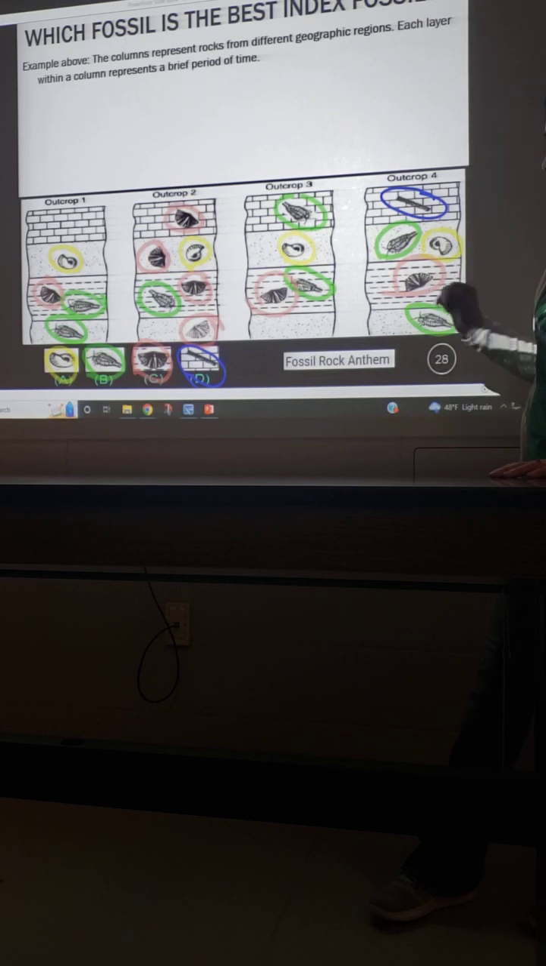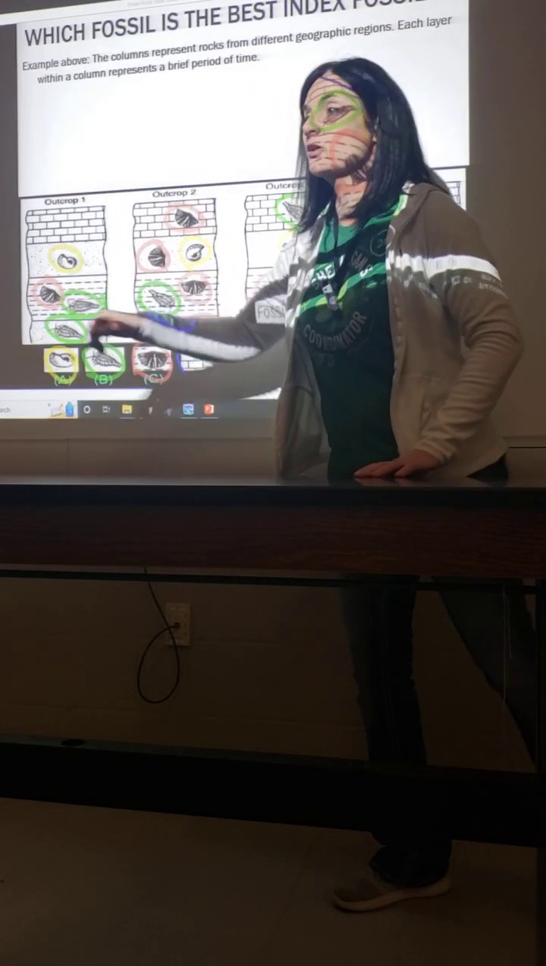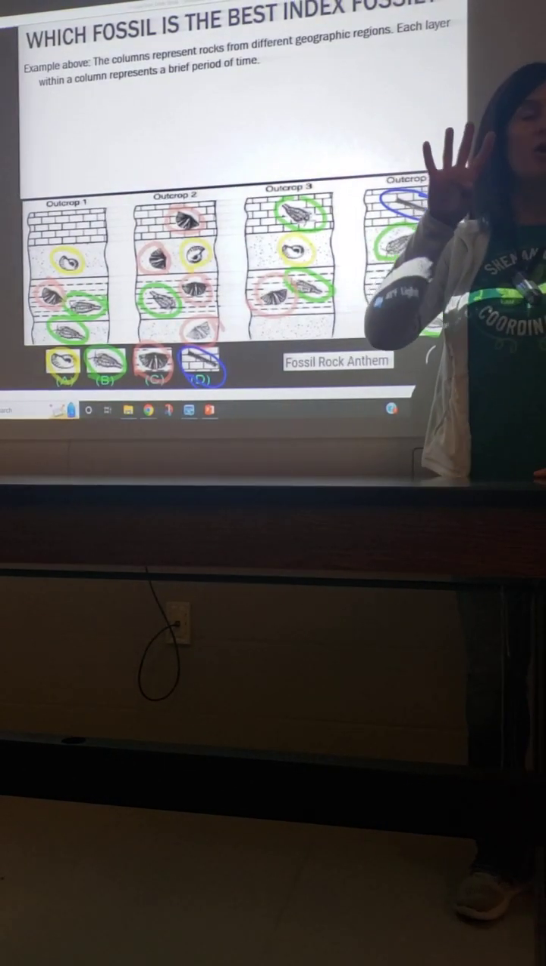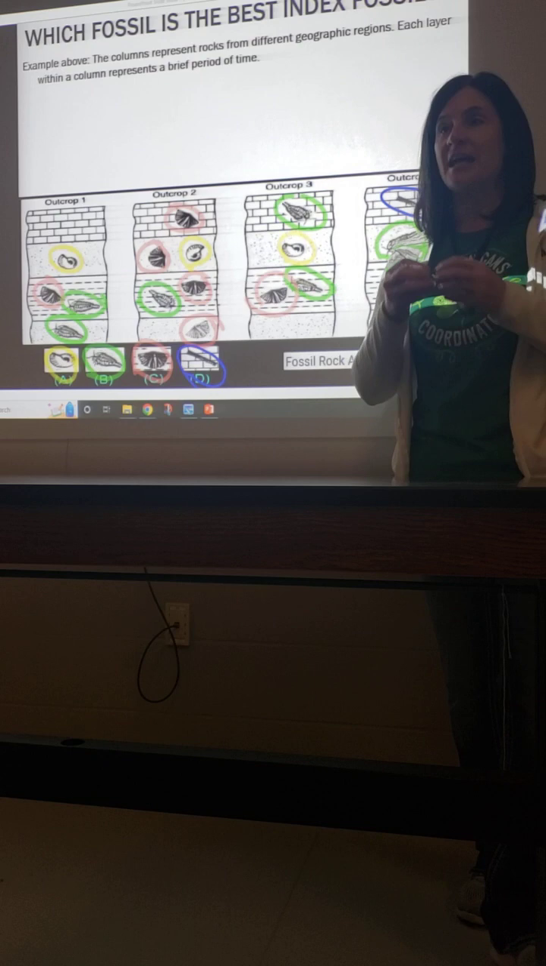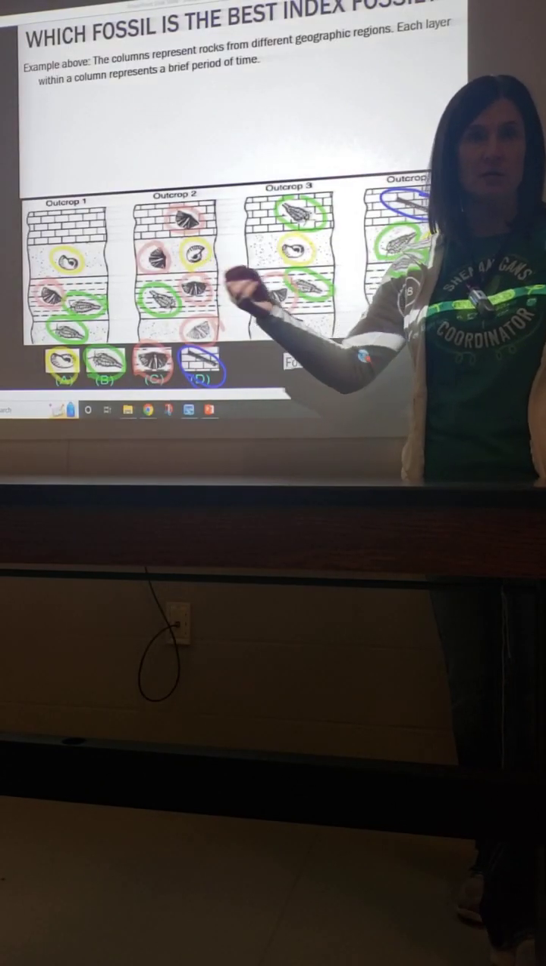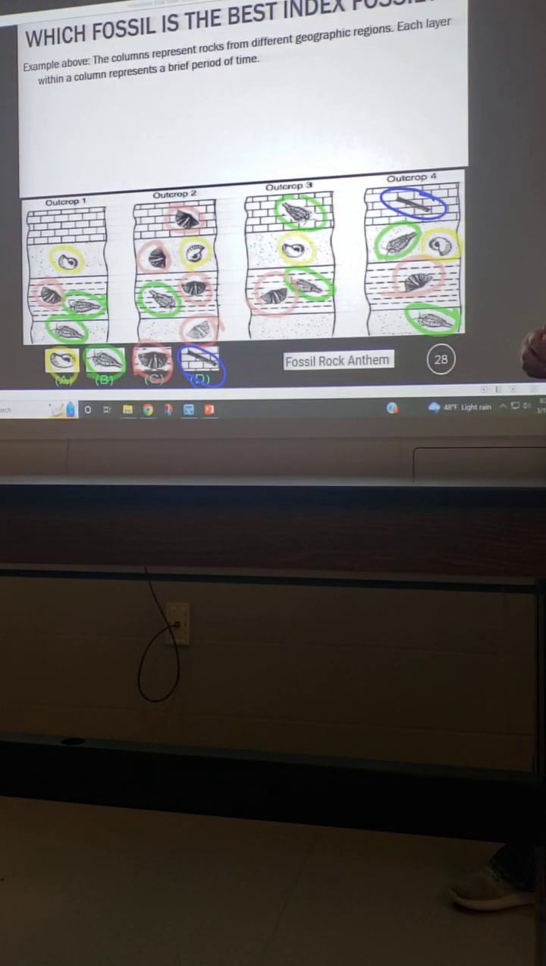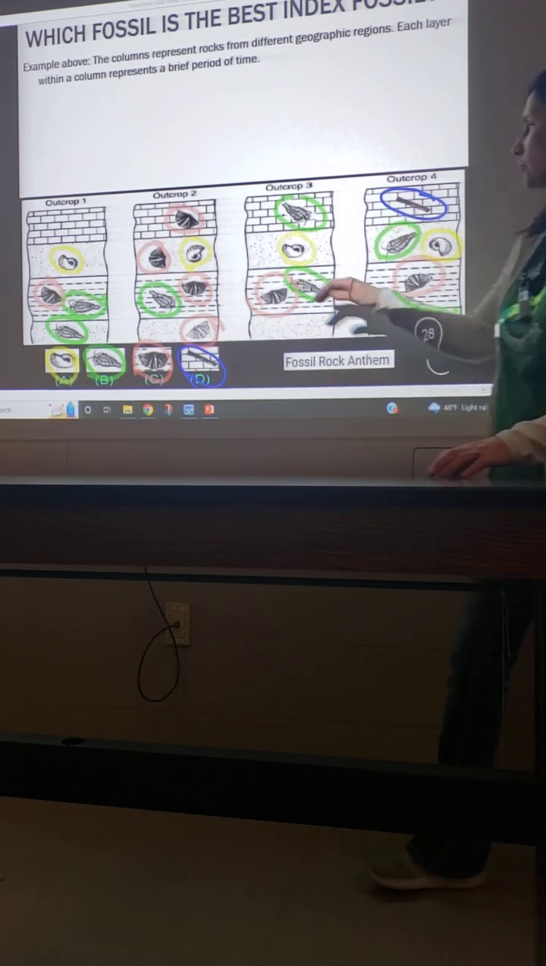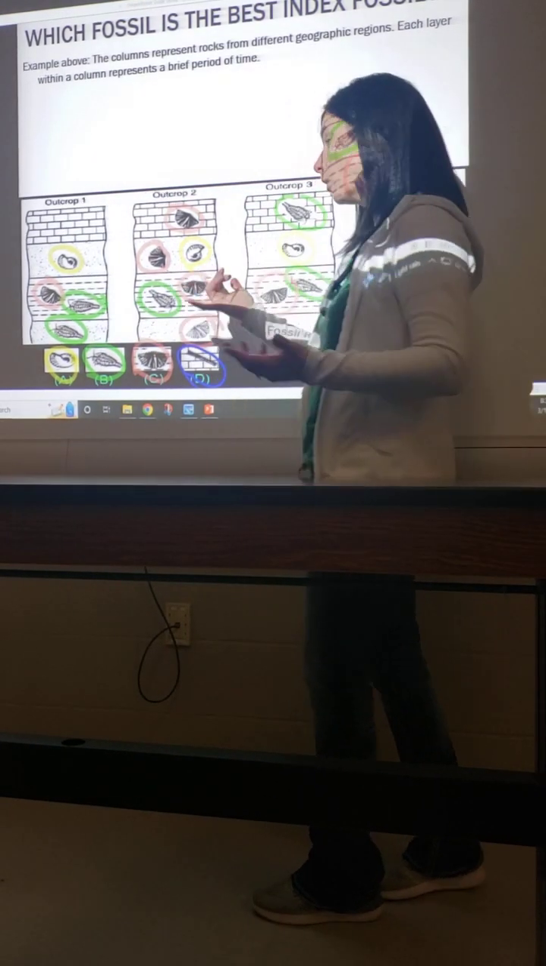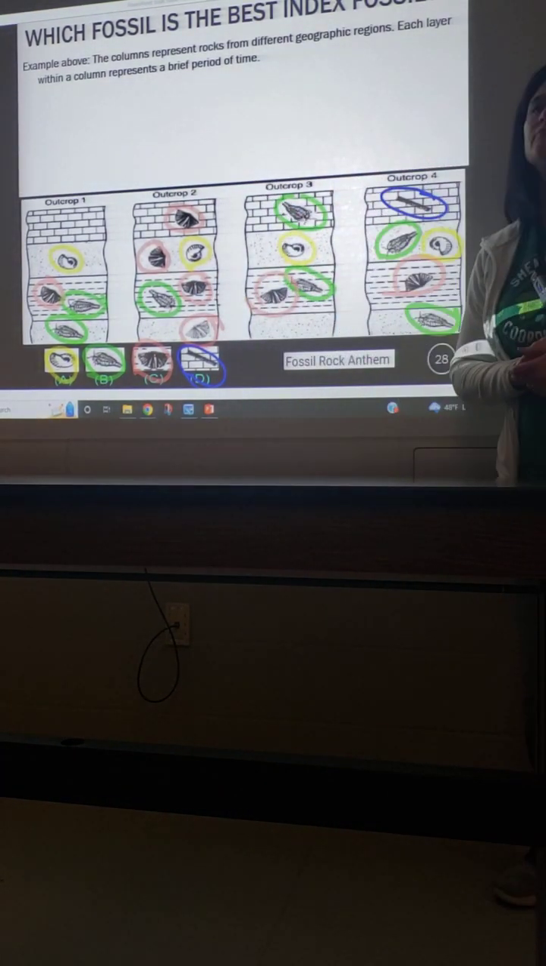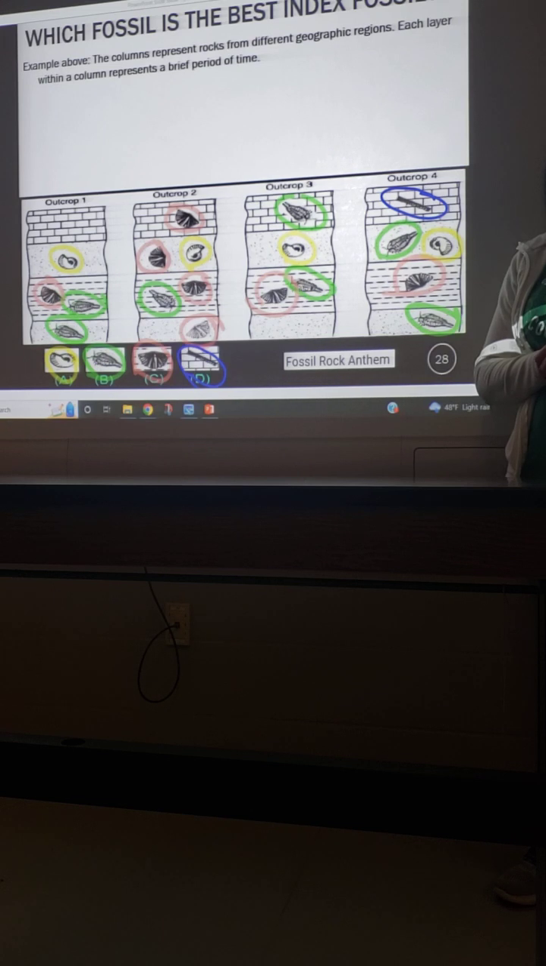Let's look at B. I see it here, here, here, and here. So it reaches all 4 outcroppings, meaning it has that wide distribution. Okay, so far so good. Do we see a problem with the green? Zach, what's wrong? There's multiple in each outcrop. Yeah, so there's 2 here, 2 here, 2 here. This one had 1, but the rest kicks it out. Okay, it's not going to be the most helpful.